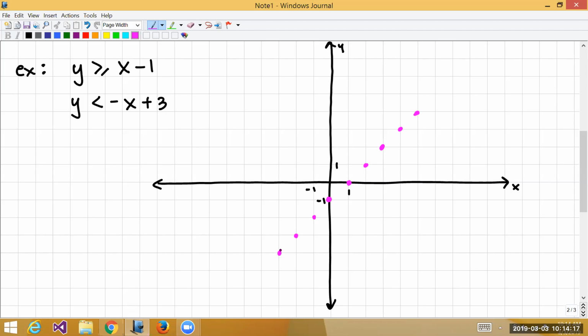Now, do we draw a solid or a dotted line? We draw a solid line because in this case it's greater than or equal to, meaning that the line is also included. Let's go ahead and do the graphing first so that we don't forget.